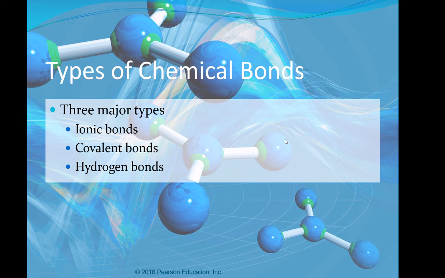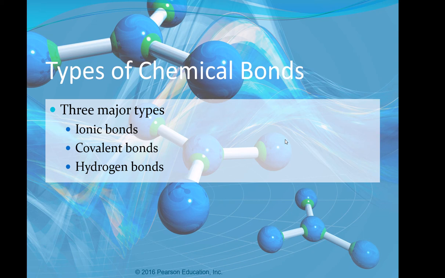Let's think of it this way. Say you're splitting a pizza with your buddy, and your buddy eats all the pizza and you get none of the pizza. That makes a pretty unstable situation, right? Because you wanted some of that pizza. So hydrogen bonds are the weakest. Ionic bonds are the next weakest.